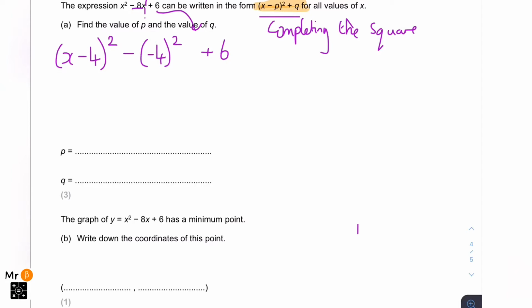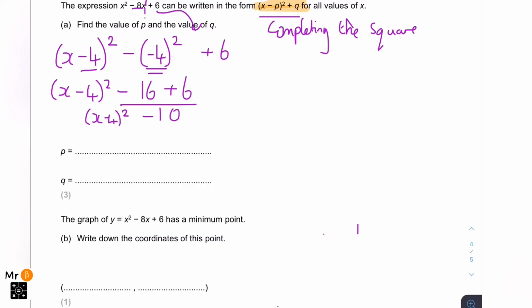So let's just recap those steps. We've halved the coefficient of x, so we've halved that negative 8 to get this negative 4. We then always subtract whatever that number is squared. I've put it in brackets so we don't get confused with our negatives. And then our last number just drags down to the end. That will then leave us, after we've simplified, with x minus 4 squared, subtract, negative 4 squared is positive 16, plus 6, negative 16 plus 6 is equal to negative 10. So then we have x minus 4 squared, subtract 10.